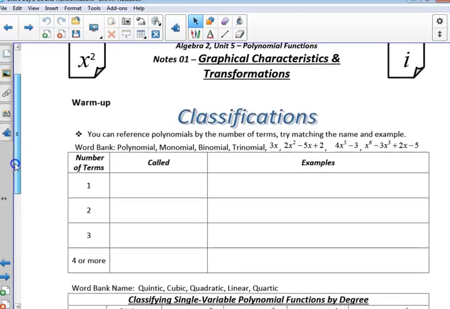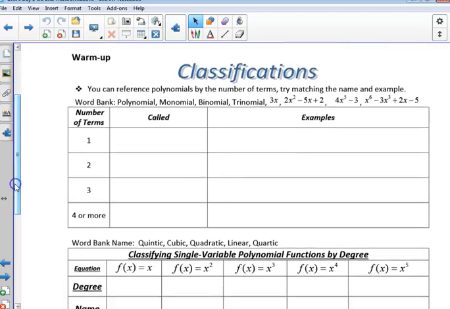Alright guys, so this is polynomial functions, unit 5. So we're going to start with classifications. You guys have seen this before, but maybe you don't remember it. A lot of Algebra 1 in this unit, okay? So we have a word bank for you. We have some examples. So number of terms, let's start with this and how it's called.